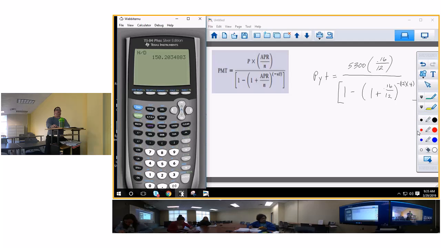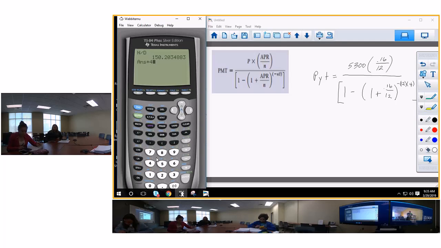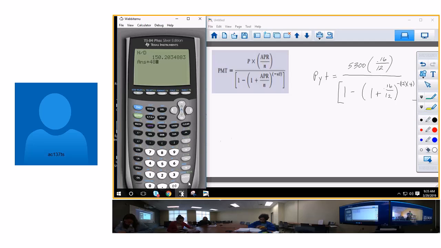Now let's figure out how much we're really paying for that credit card. That's the depressing part. So take that $150 payment and multiply it by how many payments? 48. So for $5,300, you're paying the credit card company $7,200.77, which means that you're paying them almost $2,000.